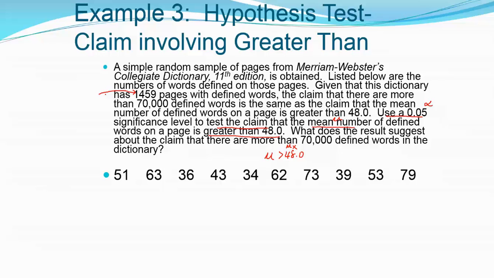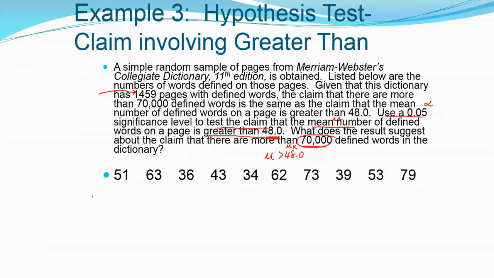And then we look at the statement that they want to know: does this result suggest about the claim that there are more than 70,000 defined words? So really this is kind of tied into figuring out what the average number of words is. So I'm not going to use the 70,000. Now what we have down here is a sample where we looked at the number of words on these particular pages.